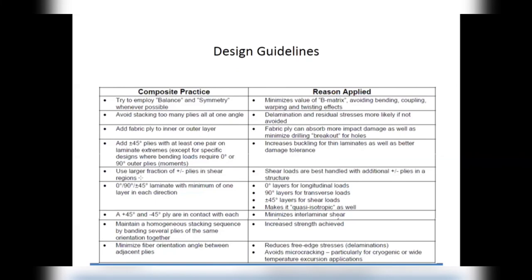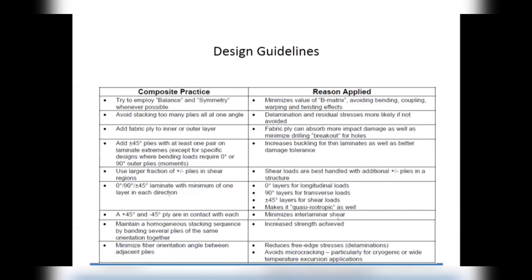We already know that from our optimization lecture, where we talked about how shear can be taken very well by these plus minus plies. Plus minus 30, plus minus 45, that's what I'm talking about. 0, 90, plus minus 45, we also talked about that. Having one layer of each can be beneficial because it will let you take multi-axial loading conditions and also provide overall stability for the laminate.